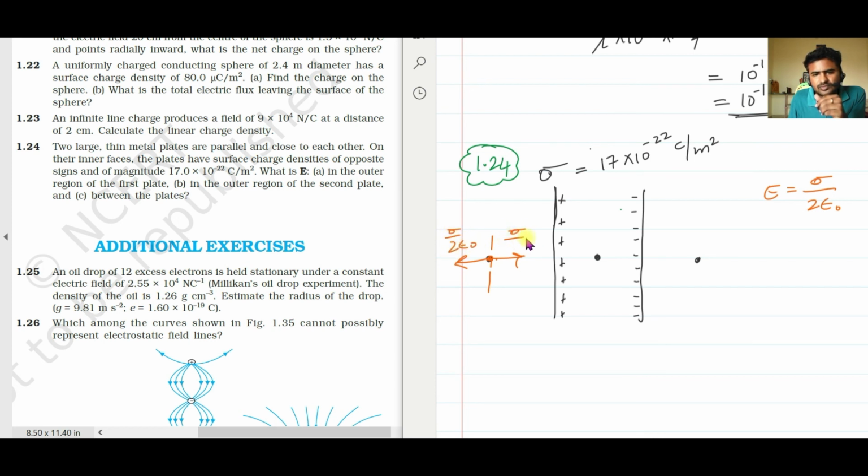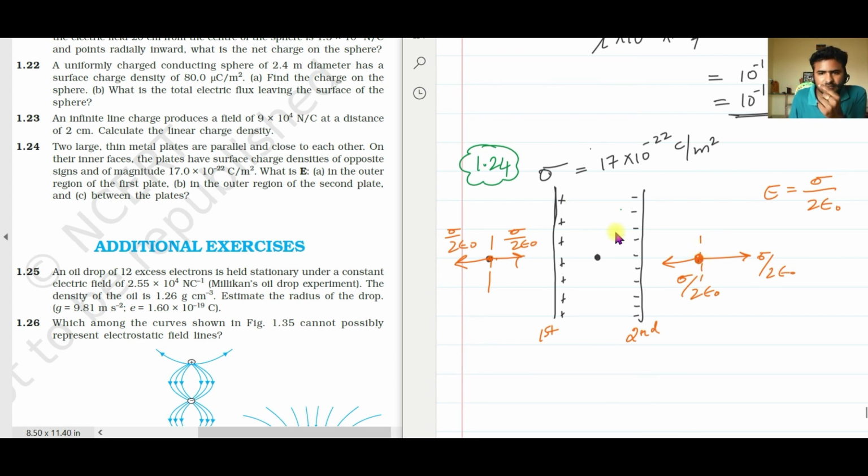This is also sigma by 2 epsilon naught, because they carry equal surface charge density, so they will cancel out each other. That means outside the first plate, this is my first plate and this is my second plate, the electric field here will be 0. Similarly, you take a point here. At this point, the electric field due to this positively charged plate will be to the right, sigma by 2 epsilon naught, and at the same point the electric field due to this negatively charged plate will be to the left, and that is also sigma by 2 epsilon naught, right? So if you look here also, the electric field is becoming 0.